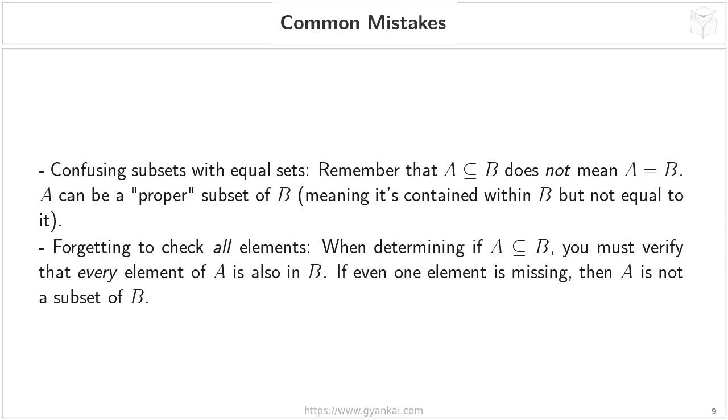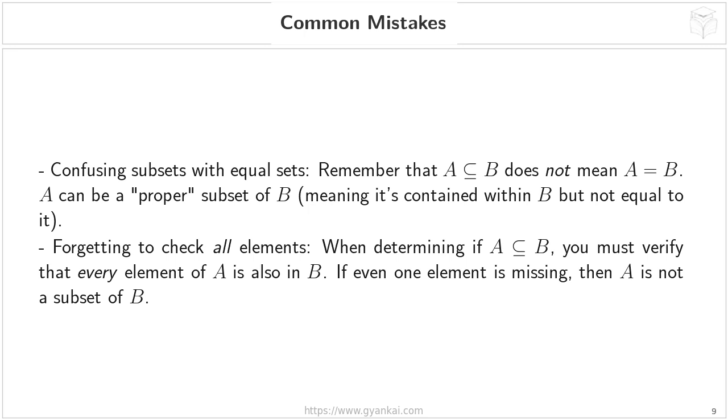Now, the second point is about being thorough. It says, forgetting to check all elements. This is a really common error. When you're trying to determine if A is a subset of B, you absolutely must check every single element in set A. You need to confirm that each and every one of those elements is also present in set B.